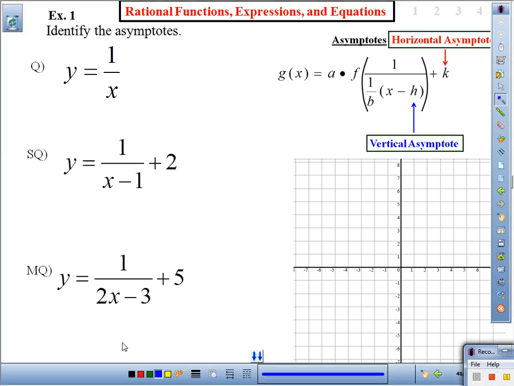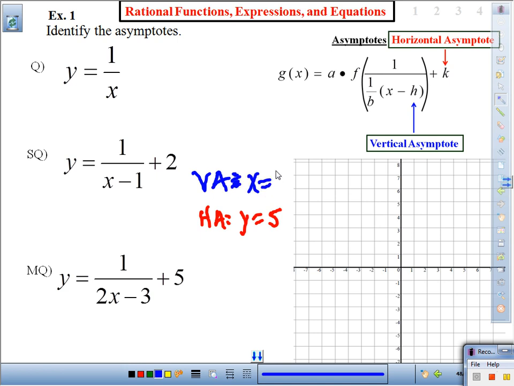Don't say it out loud. Now pay attention. Let me show you. The obvious one is the horizontal asymptote, which is y equals 5. That's the obvious one, right? But who notices that the vertical looks a little bit different? Let me show you the vertical asymptote. Vertical asymptote is x equals 1.5. Tell your neighbor how we got that. How did we get that?